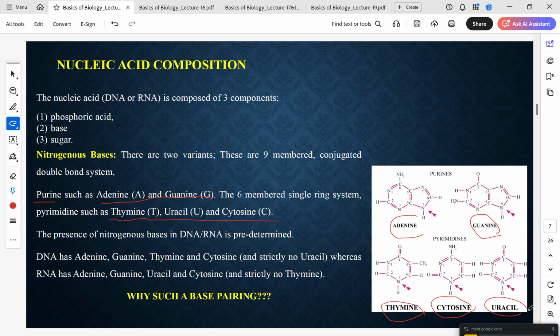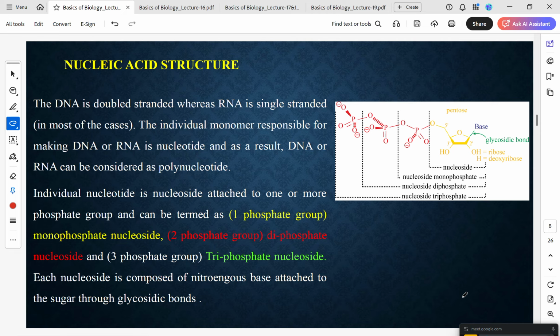Now, there is a base pairing that is observed between these, wherein adenine only binds with thymine. If there is a case where there is a double-stranded RNA, then adenine will bind to uracil, whereas guanine always binds to cytosine. We'll come to why there is such a base pairing happening.